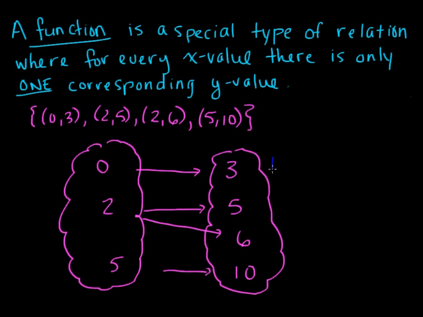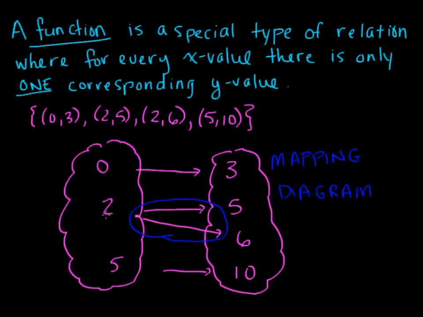This type of diagram is called a mapping diagram, and this is one tool that we can use to identify whether something is a function or not. Now, it is still a relation, but it just might not be that special type of relation. Looking at this diagram in the middle, we've actually got two arrows coming from the 2 on the left and going to two different y values. So this means that the x value of 2 is associated with two different y values in this relationship.